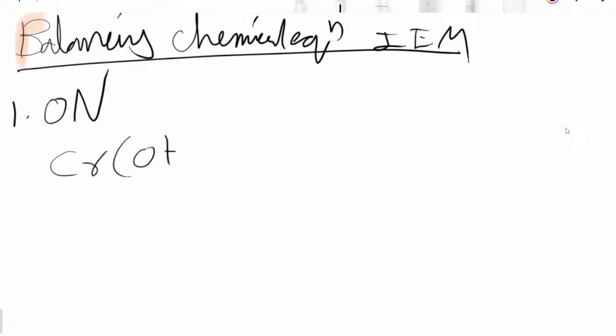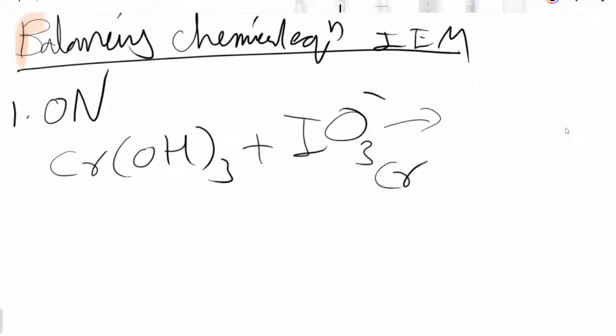Cr(OH)3 plus IO3 minus gives rise to CrO4 2 minus plus I minus. Okay, this is the equation we have. The first thing we need to write is the oxidation number.